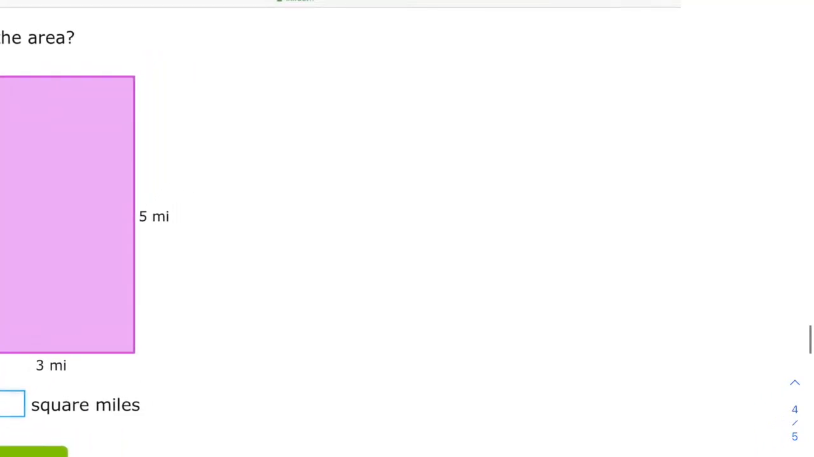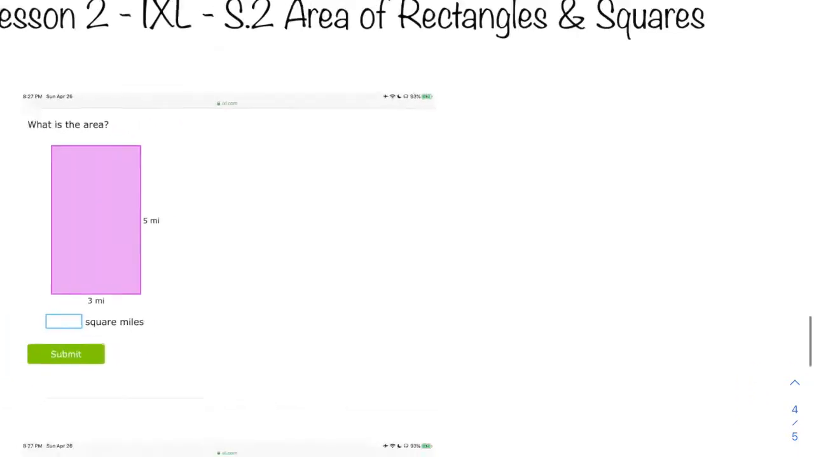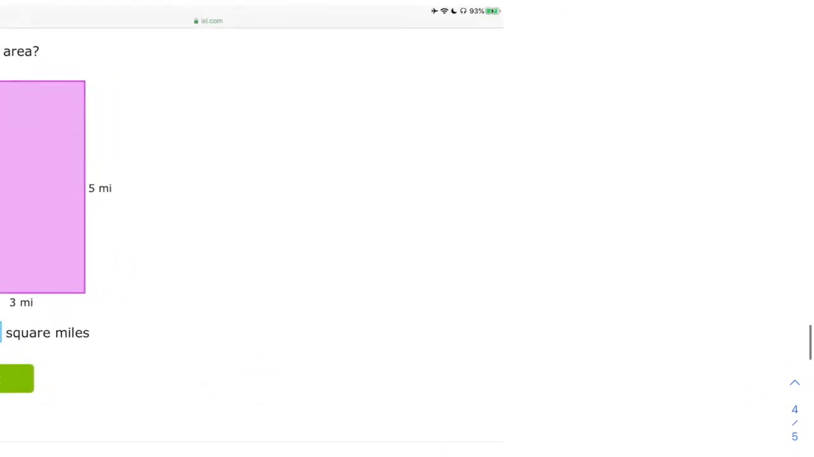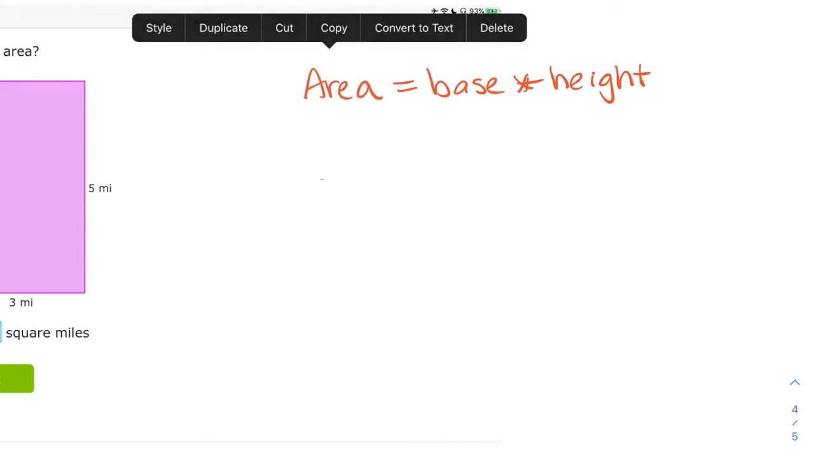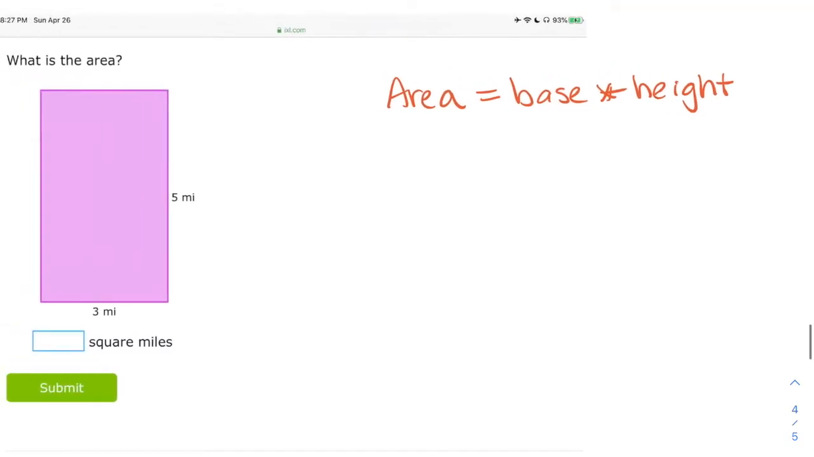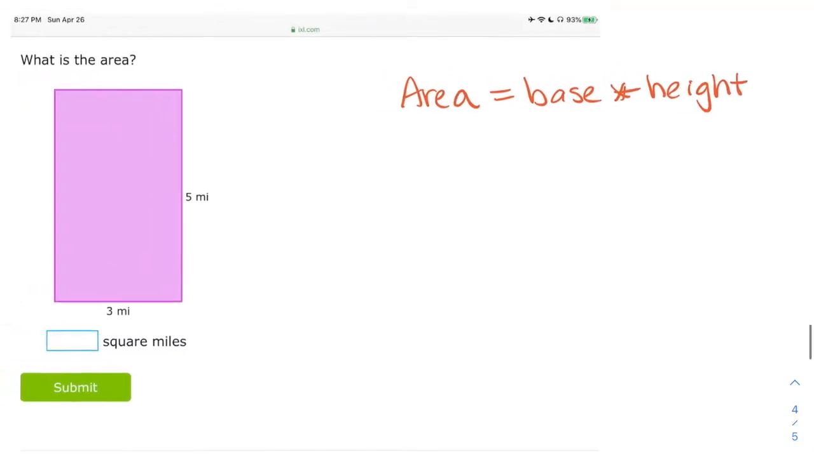Remember, there are three area formulas, but for rectangles and squares the area of both of these is base times height. Now, if you're doing a triangle, that's going to be 1/2 base times height. But right now, it looks like it's just going to be squares and rectangles for today. So area is base times height.